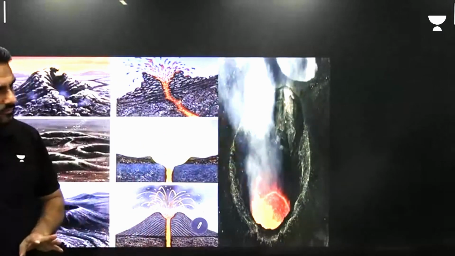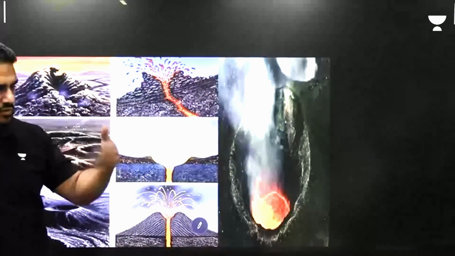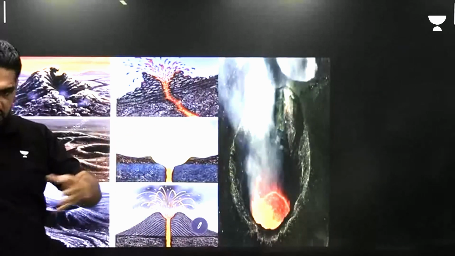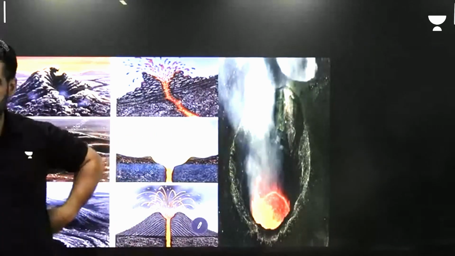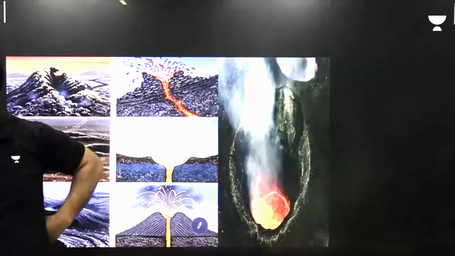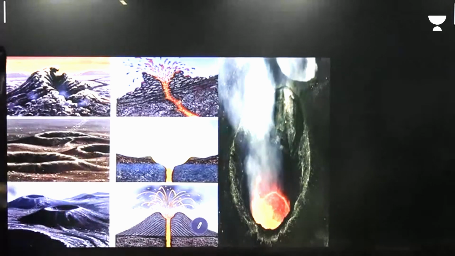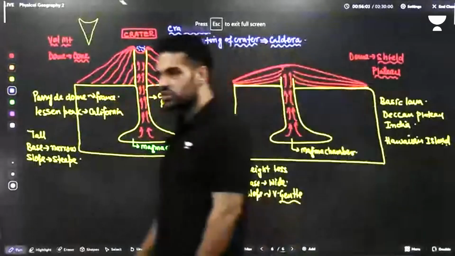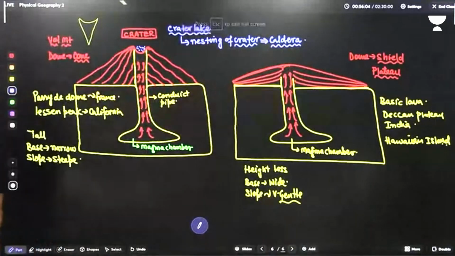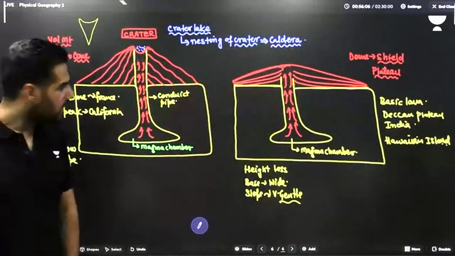Am I clear with this? So can I say repeated explosions of different craters can increase even their size? So what will they become? Caldera. Am I clear? Now listen one more thing. In India, we also have a crater lake in Maharashtra, but at present there is no volcano.